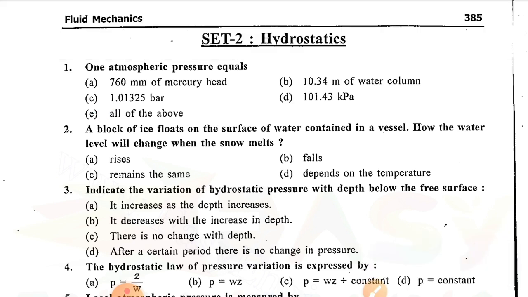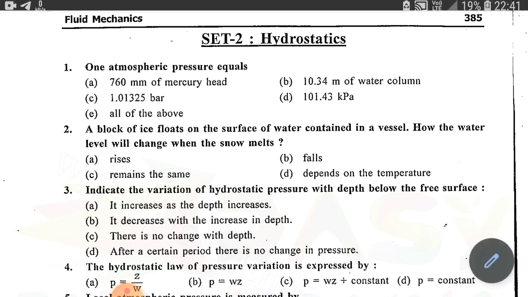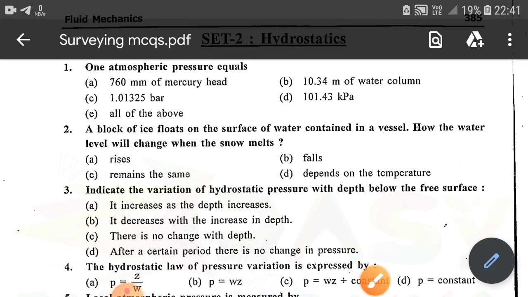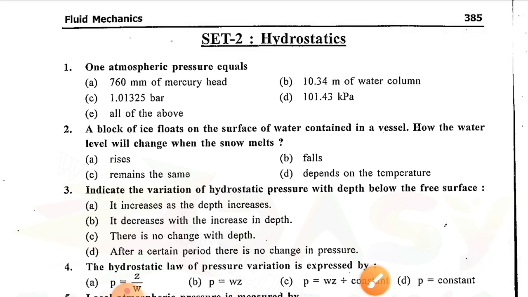Question number 2, a block of ice floats on the surface of water contained in a vessel. How will the water level change when the ice melts? Option C is correct, remains the same. Question number 3, indicate the variation of hydrostatic pressure with depth below the free surface. Option A is correct, it increases as the depth increases.